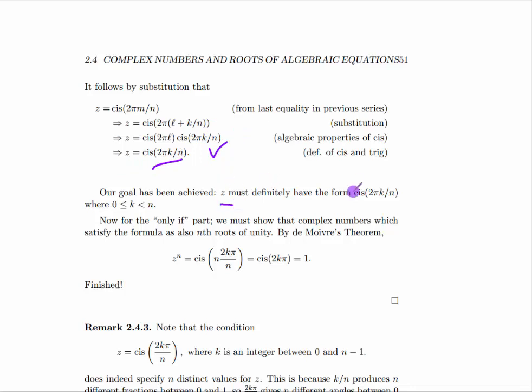Z must have this form, cis of 2 pi k over n. Now for the only if part, we must show that complex numbers that satisfy the formula are also nth roots of unity. But you can just plug it in. Just plug in cis of 2 pi k over n, take the nth power, and you get cis of 2k pi, which is equal to 1, so I'm done. Okay, very good.